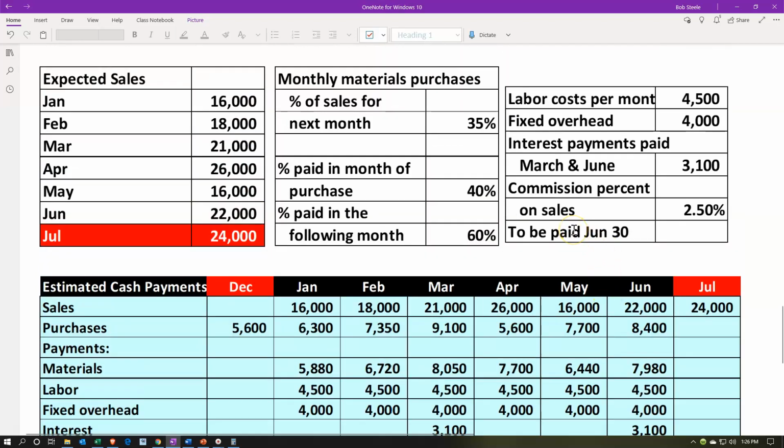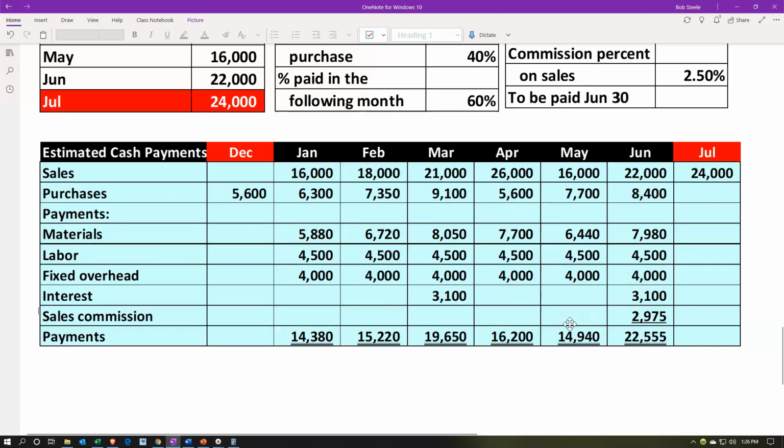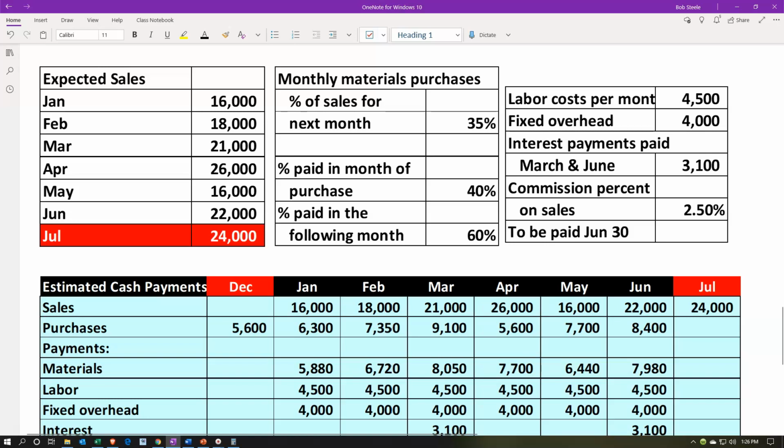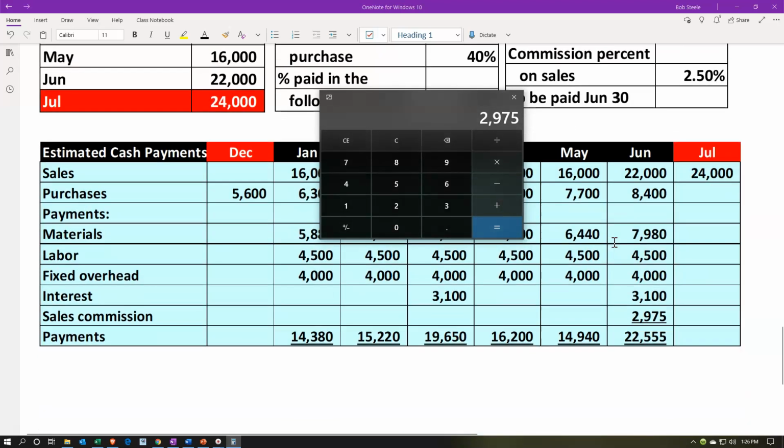Same thing goes for the commission. So we're paying sales commission of 2.5% of the sales. So what we're going to do there is we're going to say, all right, it's the end of the 6 months. We promised 2.5% sales commission. So we had 16,000 plus 18,000 plus 21,000 plus 26,000 plus 16,000 plus 22,000 times the percent 0.025, which is 2.5%, moving the decimal over 2 places to the left. That means we're going to owe 2,975, which we're going to pay out in June.